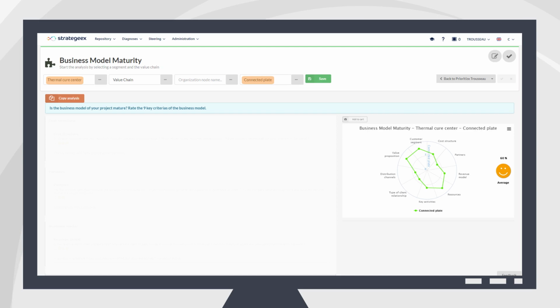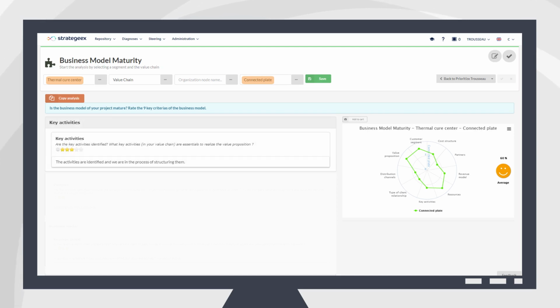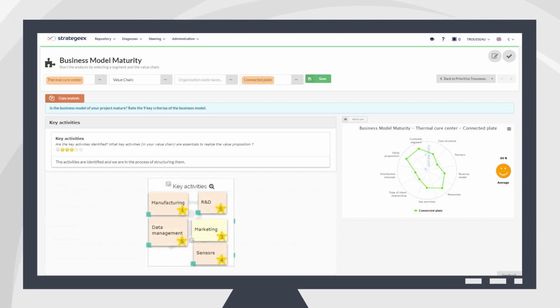The fifth item concerns the key activities. Are they identified? Are they already present in your value chain? Which ones are the most important to achieve your value proposition? For the example of trousseau, most of our stickers are still in red, so they are still being processed, but we already have some information. We give this item 3 stars.